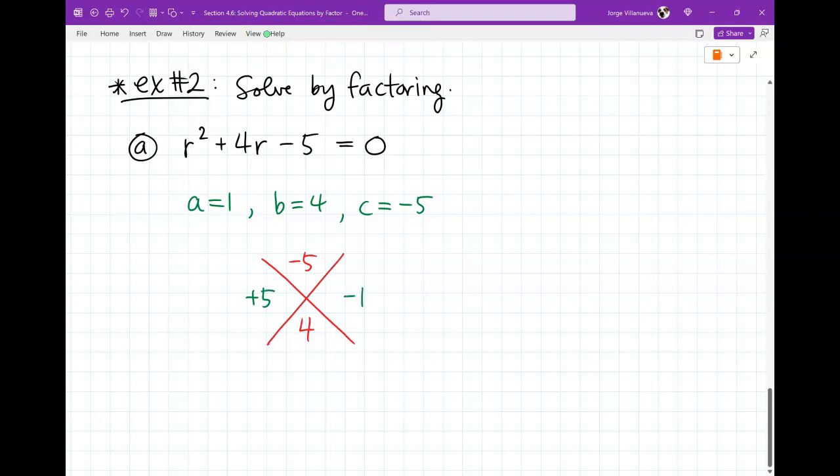Do I need to divide by anything? Why don't I have to? A is 1, right? So if A is 1, there you go. So these are my answers.